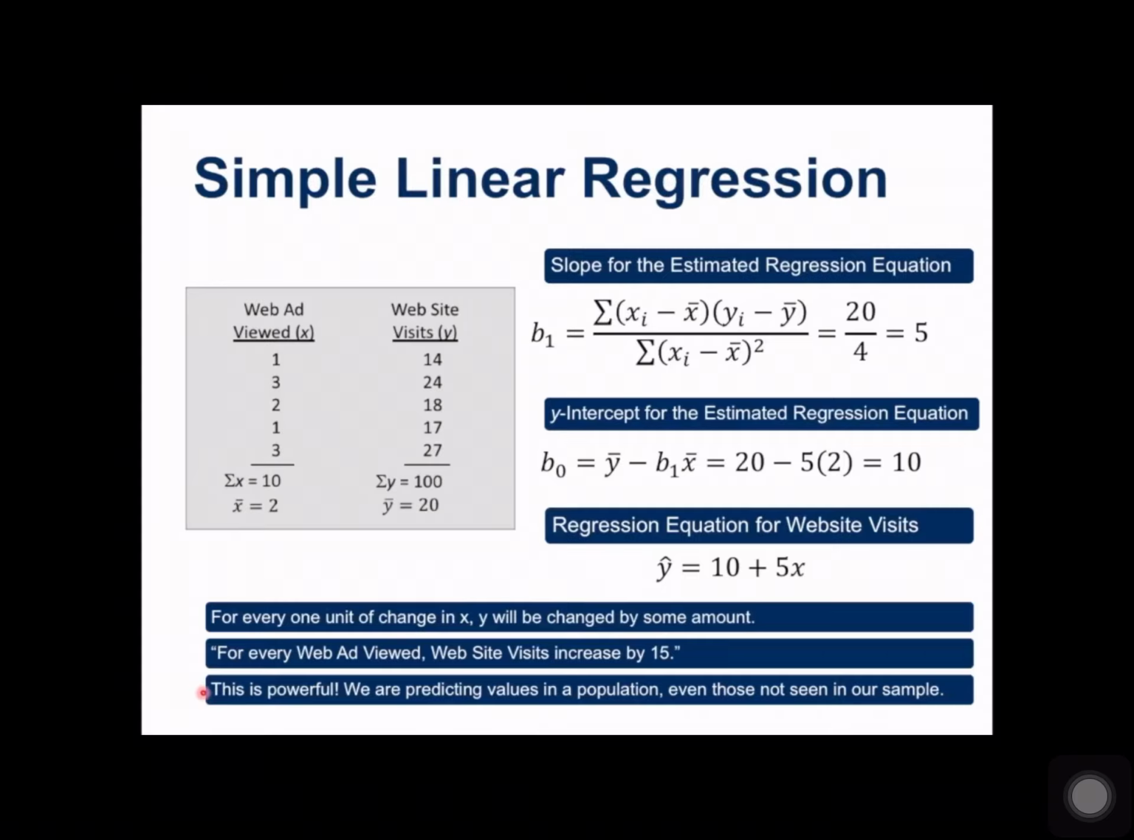This is actually super powerful. We're predicting values in a population even though we have not actually perhaps seen those values in our sample. Because you could plug in just about anything here. Maybe they actually viewed 10 ads. You can see we didn't actually have 10 ads in our sample. These were the values that we actually had in our sample, but the model is now predicting, if they did view 10 ads, what would be predicted for them to actually visit the site. So that's the power of regression working there.